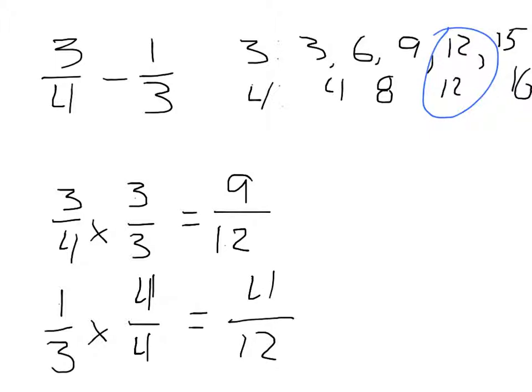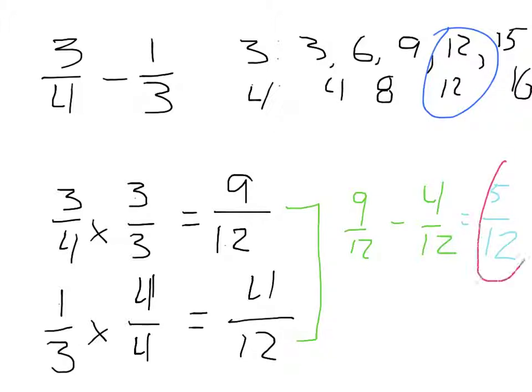Okay, so my problem then turns into 9/12 minus 4/12. Okay, and like we said earlier, since the denominators are the same, you can just subtract right across. So 9 minus 4 equals 5, and then the denominator stays the same, 12, and then I have my solution, 5/12, because 5 and 12 do not have any common factors.